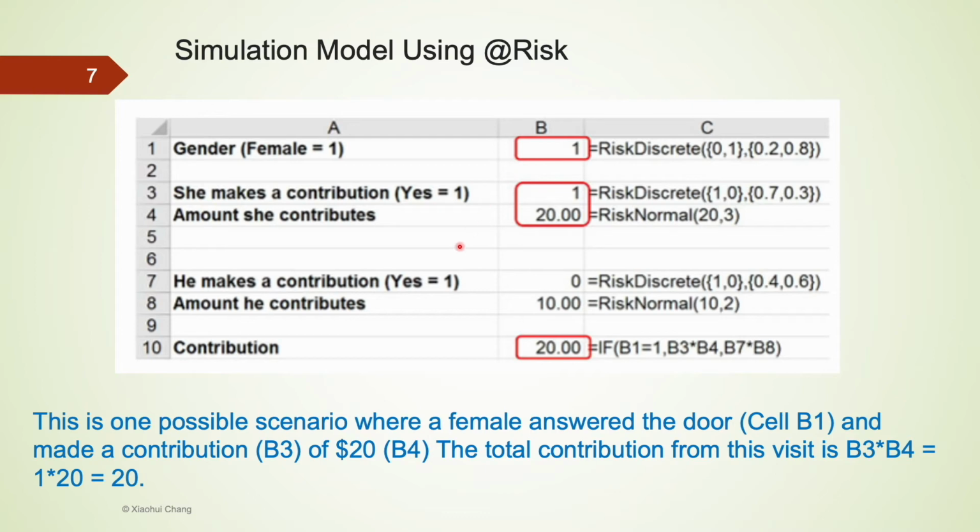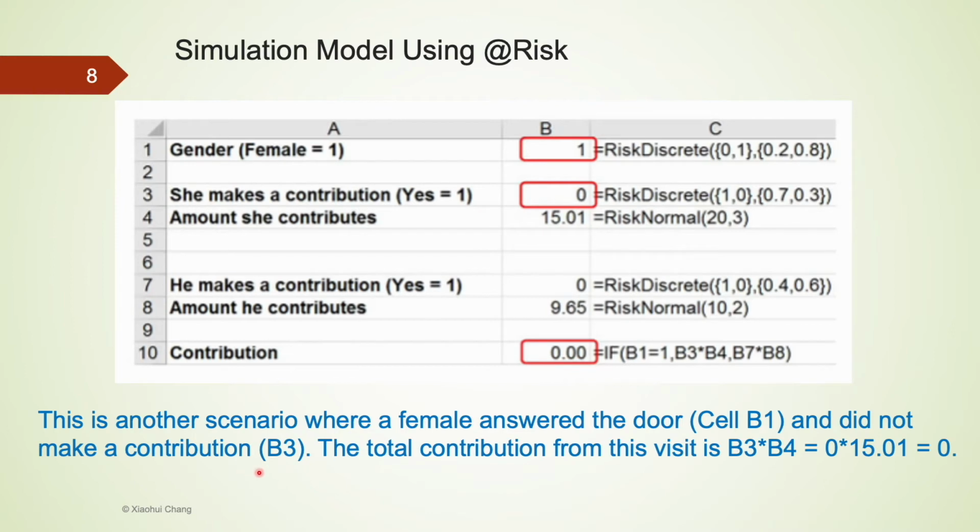Let's consider one particular visit. A female answered the door because the value is 1 in cell B1. She made a contribution because the value is 1 in cell B3, and the total contribution is $20 in cell B4. Therefore, the total contribution in cell B10 is also $20. This is indeed what was calculated using the IF function in B10. If B1 is 1, that's our case here, we return B3 multiplied by B4.